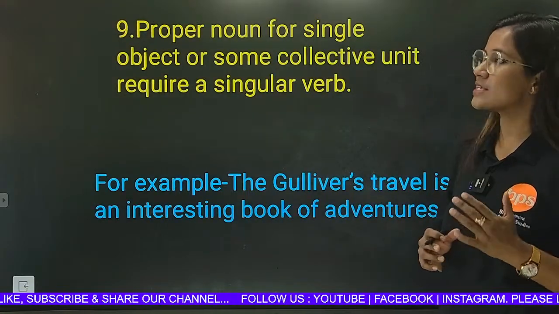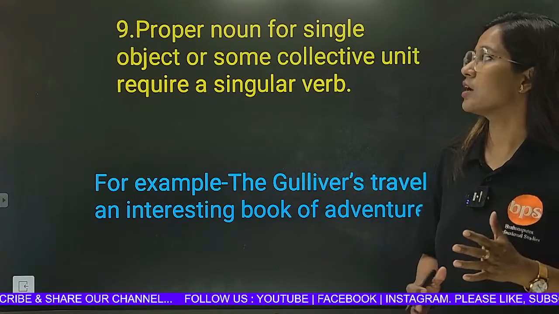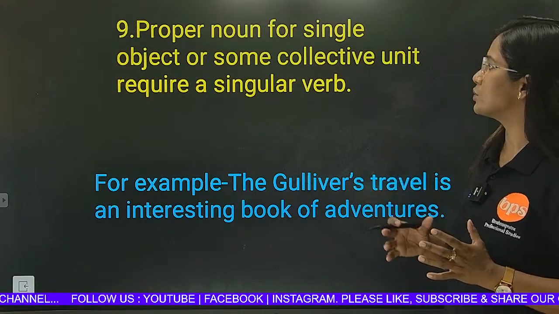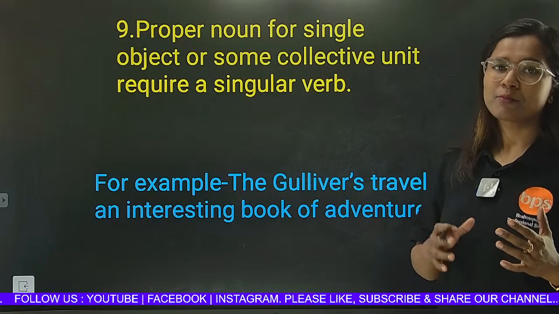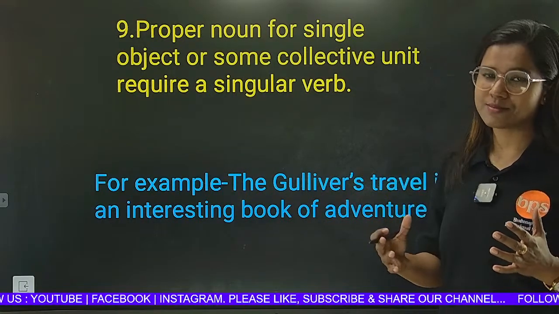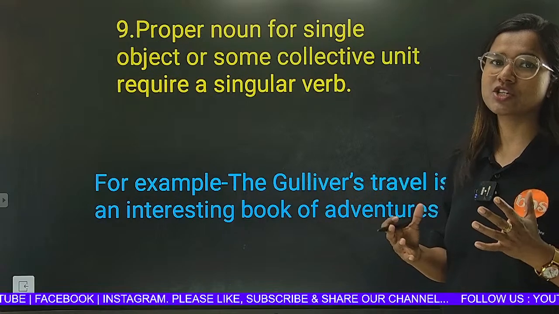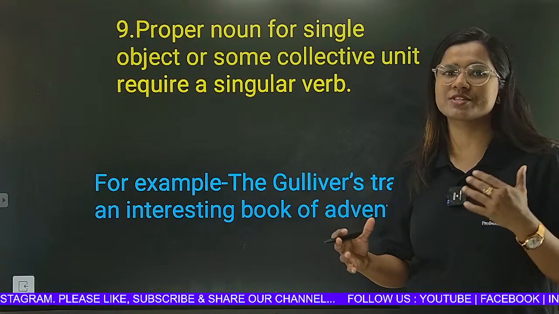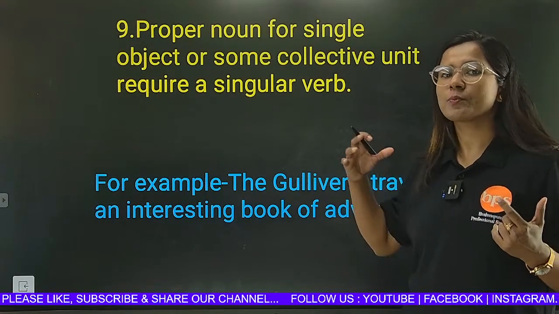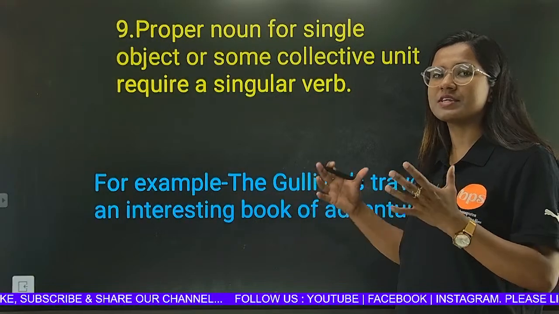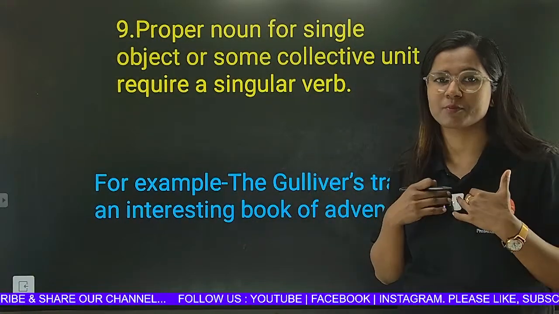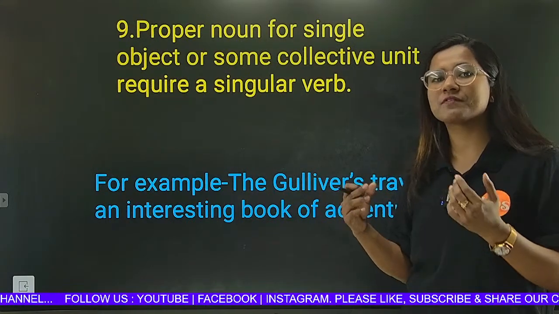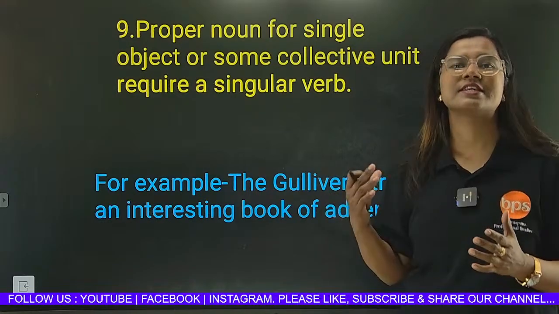Now for today is number 9, that is the 9th rule: a proper noun for a single object or some collective unit requires a singular verb. Proper noun means the proper names, the names in relation to someone. Most of you know the 5 types of nouns. So a proper noun is the noun where there is a proper name. For example, I have a proper name, you have a proper name, and there are proper names with some kind of plural form where it seems that it is plural.